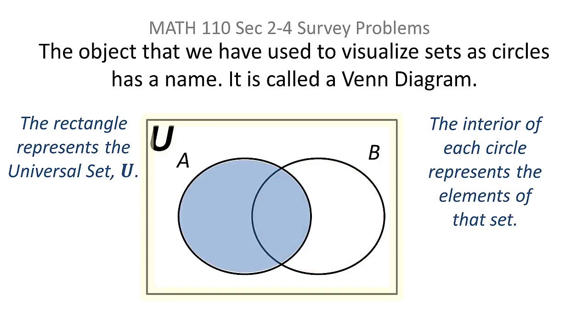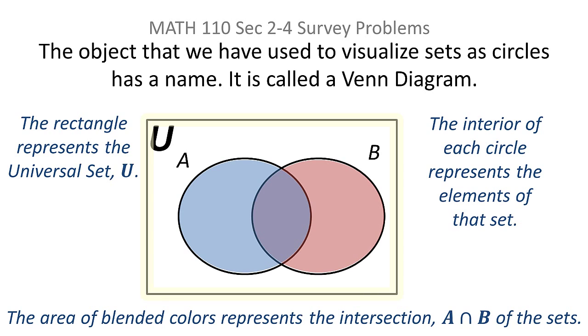So the interior of set A and the interior of set B represent the elements of those respective sets. If you look at these two different colors I've used for the interiors of the sets, the region that has a blended color, this region here, represents the intersection, A intersect B, the intersection of those two sets. This is a Venn diagram.